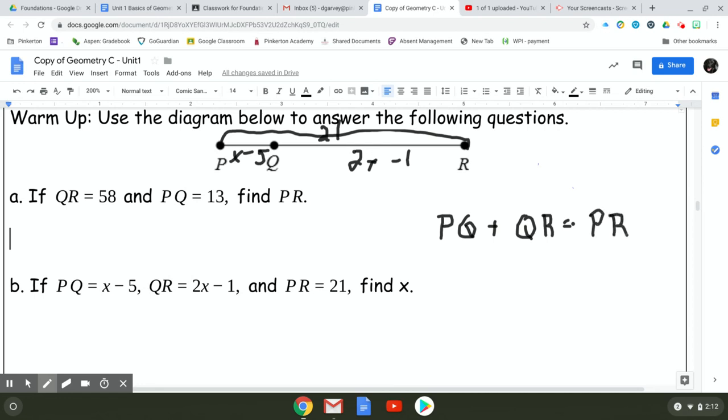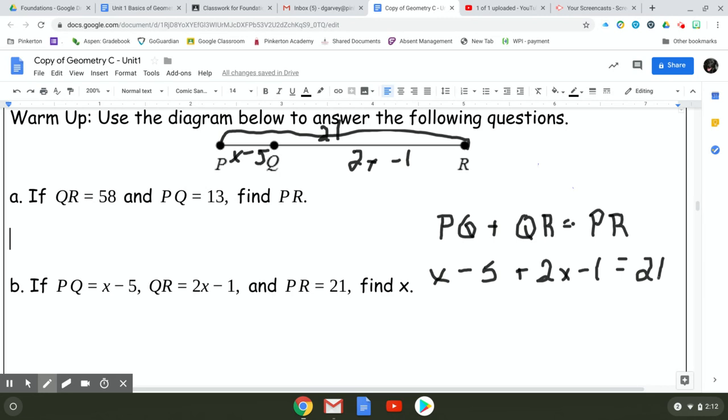And now we just substitute what we know. We know that PQ is x minus 5 plus, well, QR we know is 2x minus 1. And we know that has to equal PR, and they told us that PR was 21. So now we have here an algebraic equation, which we learned how to solve in Algebra 1.